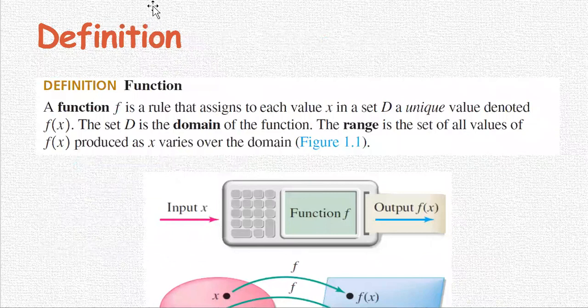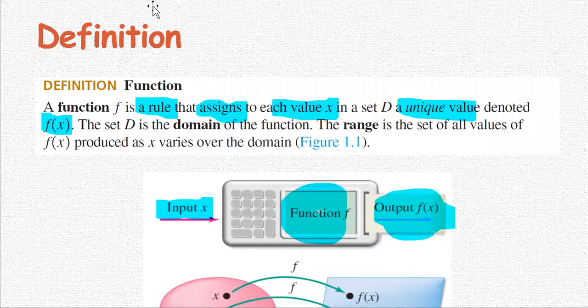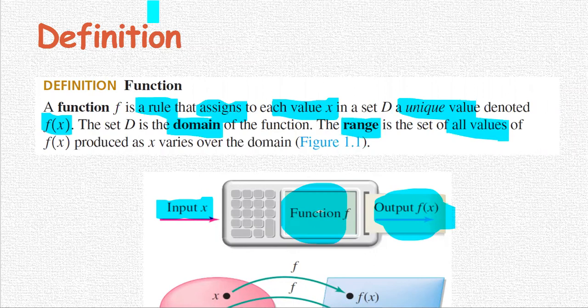The definition of a function is a rule that assigns to each value x in a set D a unique value denoted by f of x. Basically, you have the input x, feed it into the function, process it, and get the output f of x. The set D is the domain of the function.